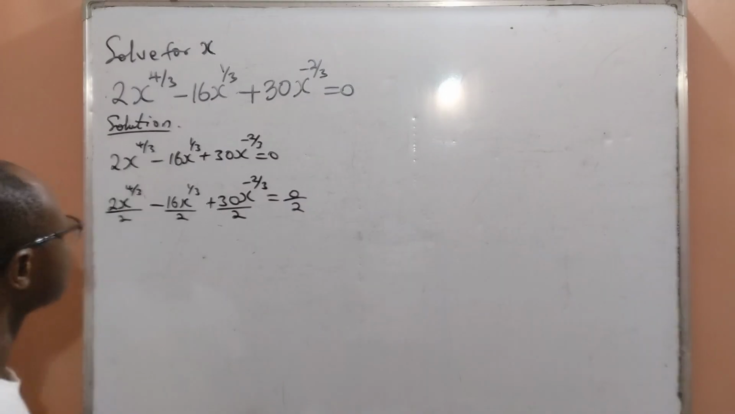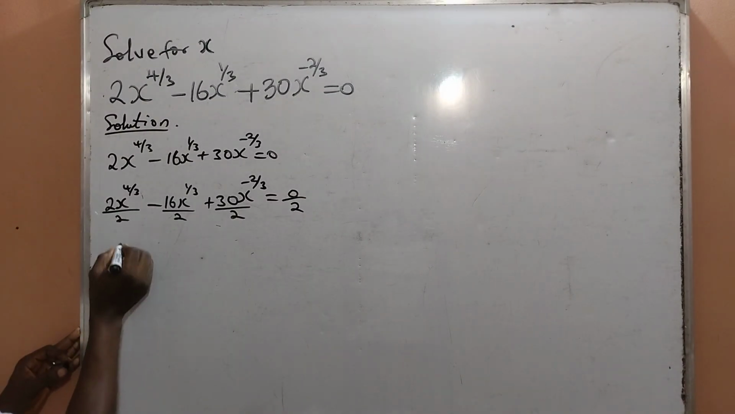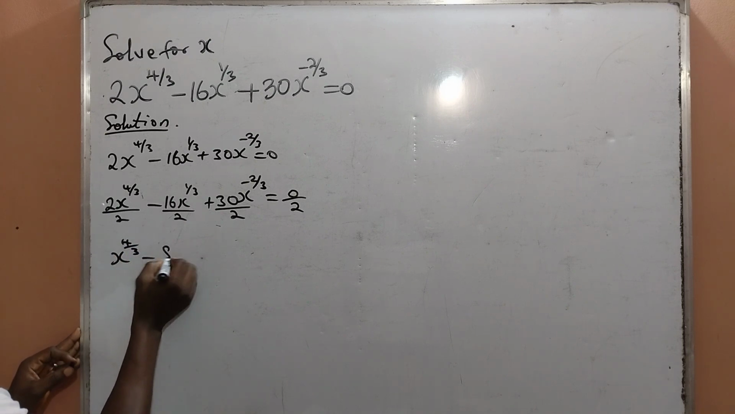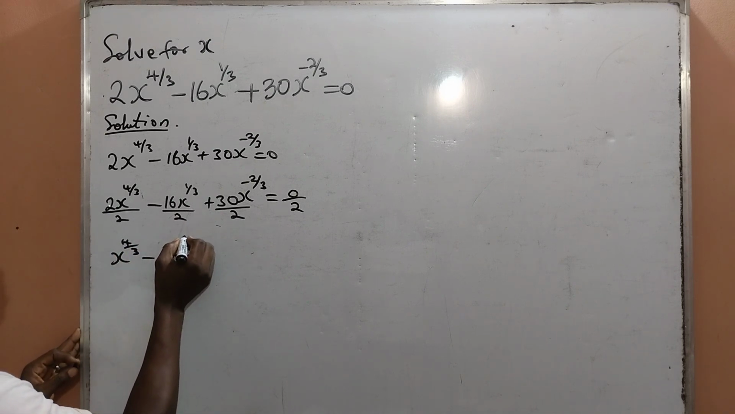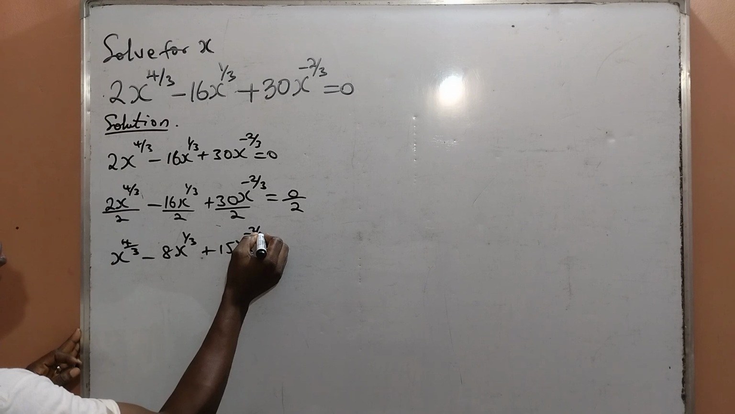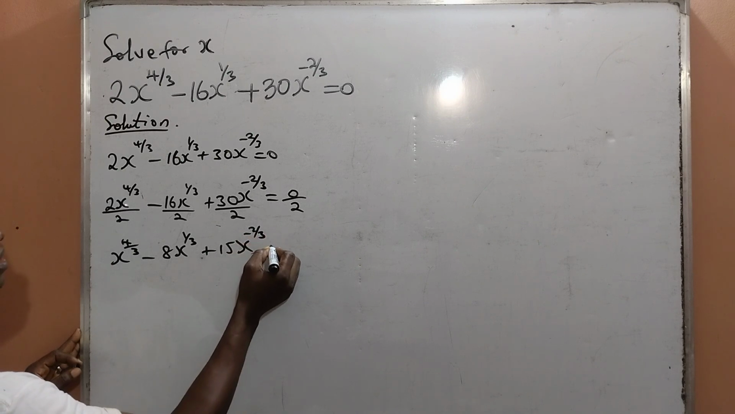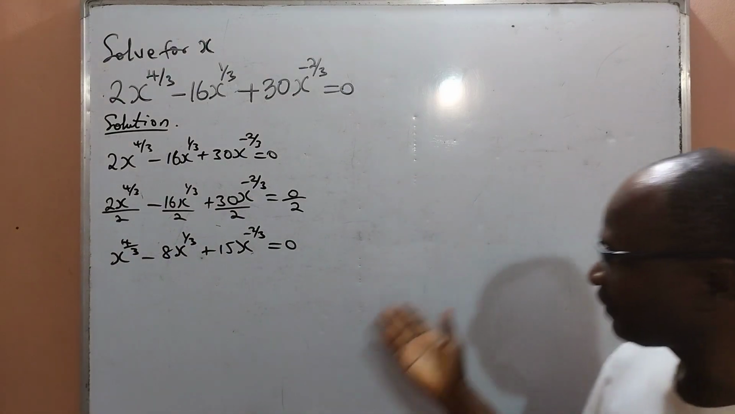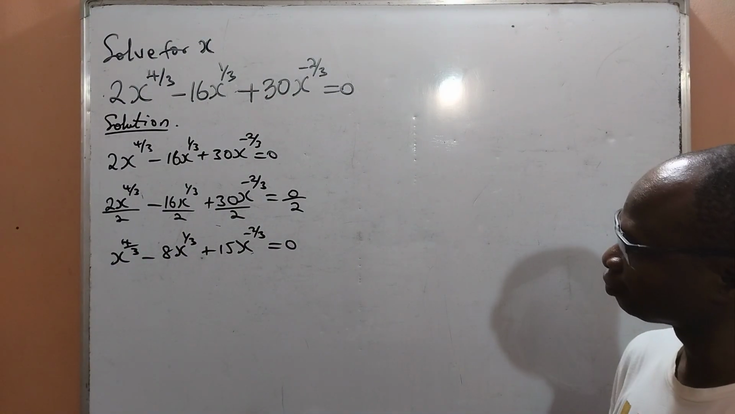So when this division is taken, what we have is x raised to the power 4 over 3 minus 8x raised to the power 1 over 3, then plus 15x raised to the power minus 2 over 3, then all equal to 0. I have divided all through by 2.